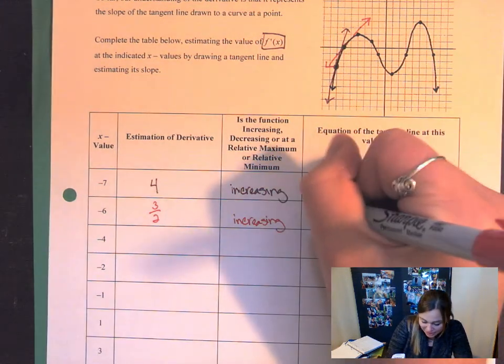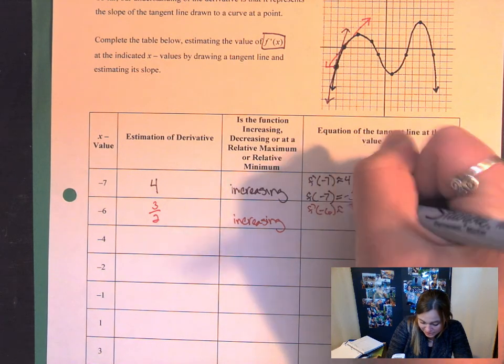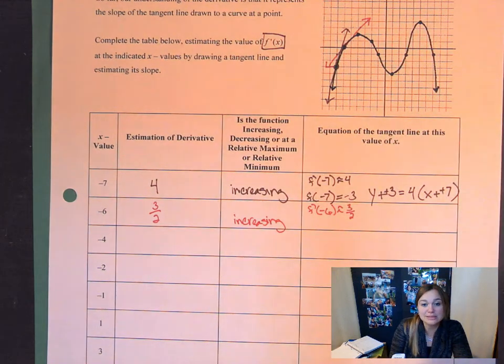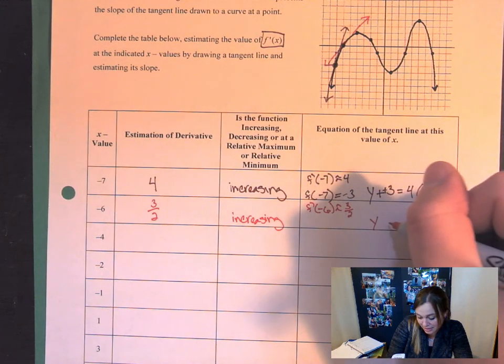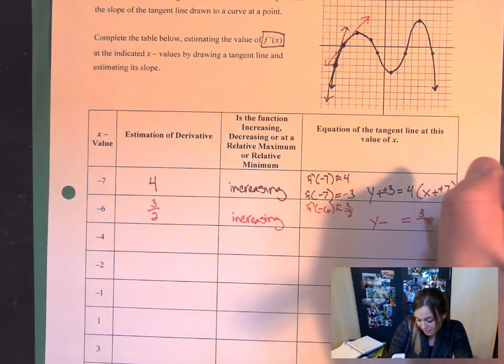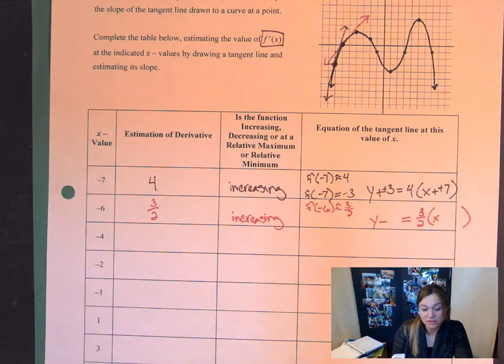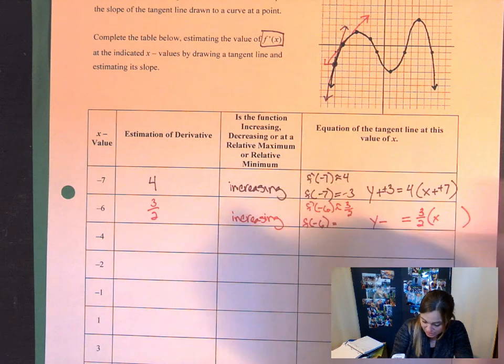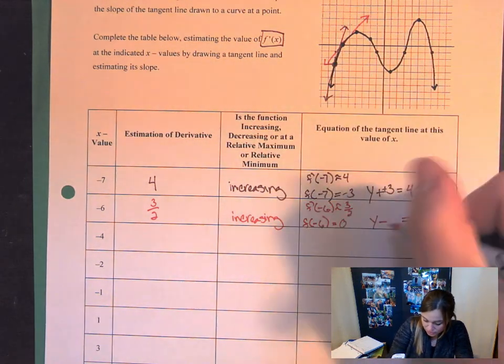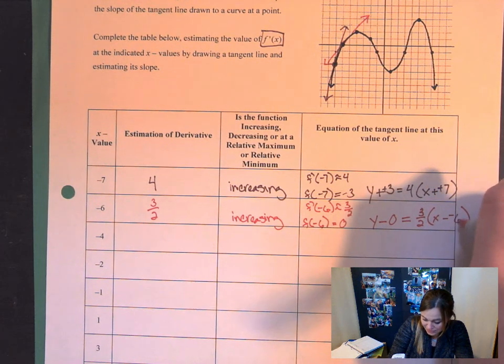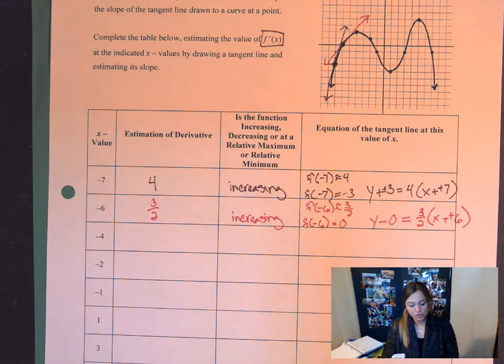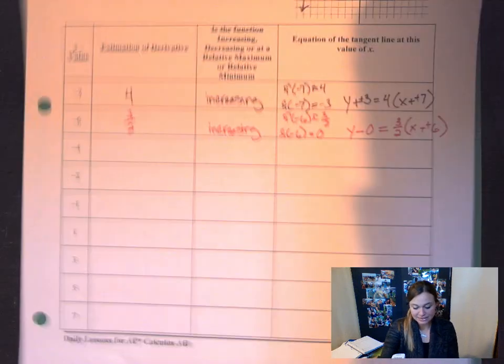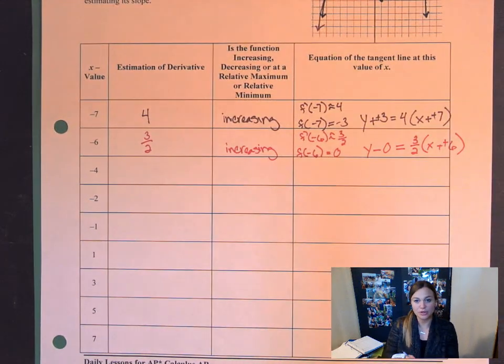And so if I said f prime of -6, I said that was approximately 3/2. Remember, this is my slope of my tangent line. So if I'm saying y minus y1 is equal to m, this is what mine is going to look like. But both of ours should look like this. F of -6 is 0. So y minus 0, x minus -6. Go through this and do this for all of the other ones. So estimate the derivative, and then figure out whether this function is increasing or decreasing, and then what the equation of your line is going to be.